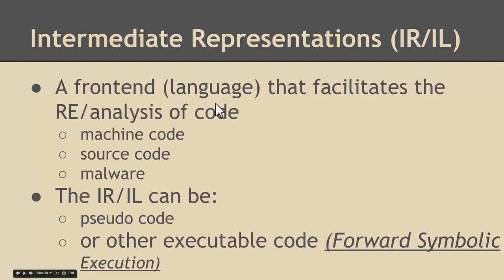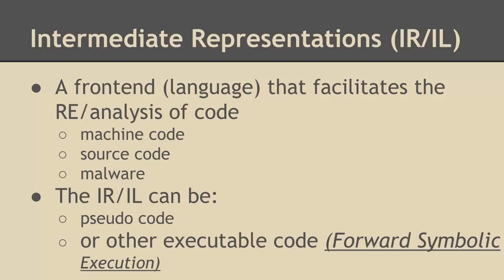Intermediate representations, first and foremost, are just a front end for whatever you're trying to analyze that facilitates an easier analysis of it, of reverse engineering it. So, for instance, for a binary, just ones and zeros, an intermediate representation would just be the disassembly of it. That's rather simple.